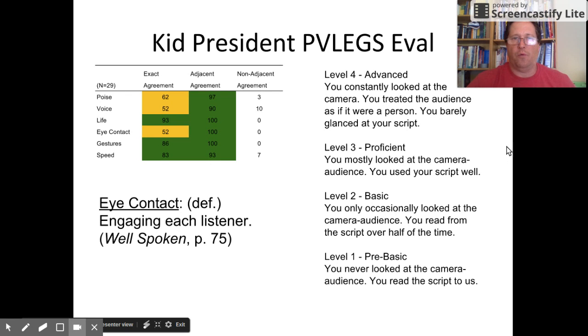We don't know. Here you constantly looked at the audience. You treated them like they were individual people. You barely glanced at your script. That's a little bit more defined, but I can see where level 3 might be difficult and we might need to re-clarify these here. So, welcome to the wonderful, exciting world of rubric validation.